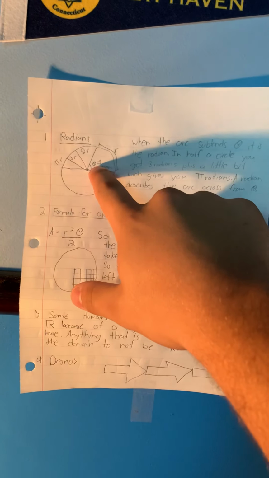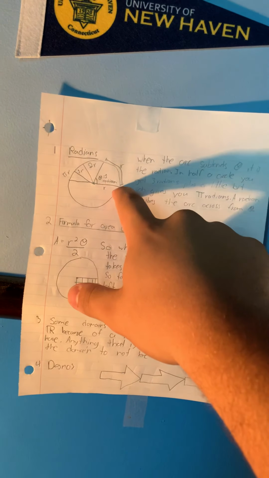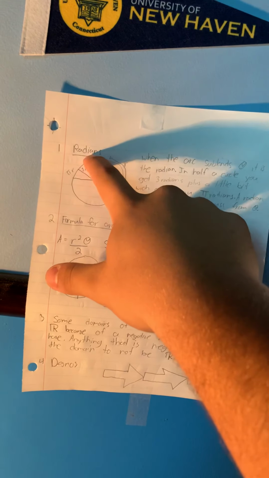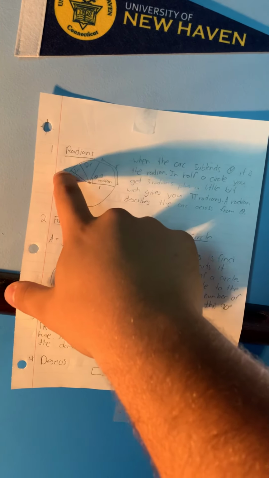So here, that would be the theta, which would be equal to 1 radian. That would be describing this. So that's 1 radian, that's 2 radians, that's 3 radians, and all of them combined is pi radians.